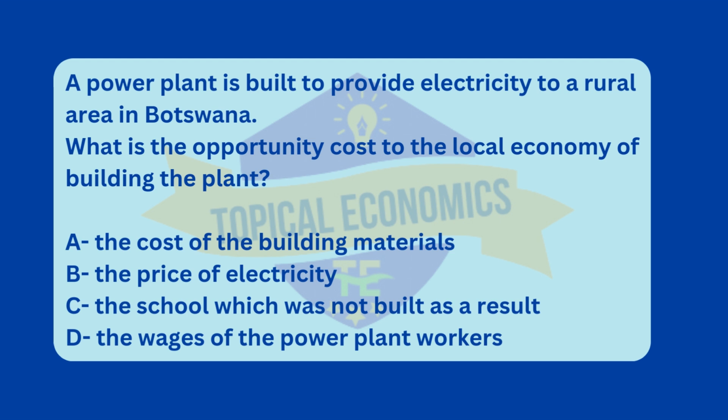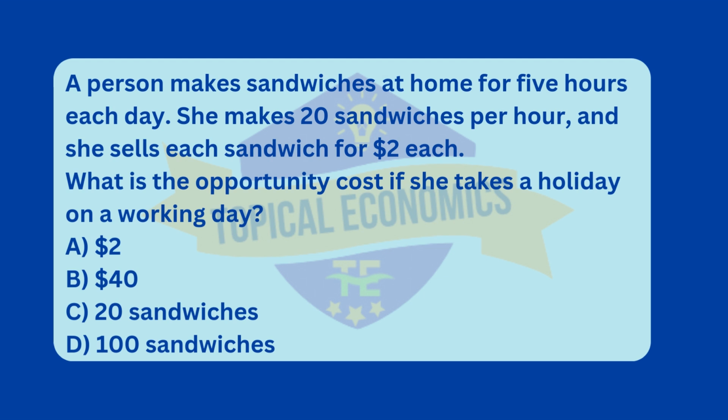Moving to question 26. A person makes sandwiches at home for 5 hours each day. She makes 20 sandwiches per hour, and she sells each sandwich for $2 each. What is the opportunity cost if she takes a holiday on a working day? A. $2. B. $40. C. 20 sandwiches. D. 100 sandwiches. This question is from year 2015 May-June version 1 paper.